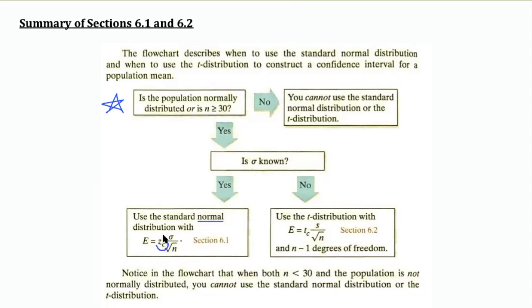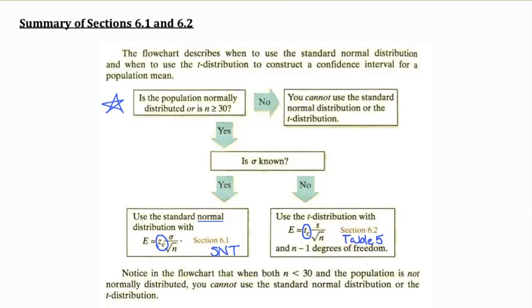You'll need a critical value, z sub c, and you'll use the standard normal table. If you don't know the population standard deviation, you're going to approximate it with the sample standard deviation, and you will use a t distribution, which requires a critical t value. And that, again, you will get from table 5. So hopefully that helps clarify the difference.